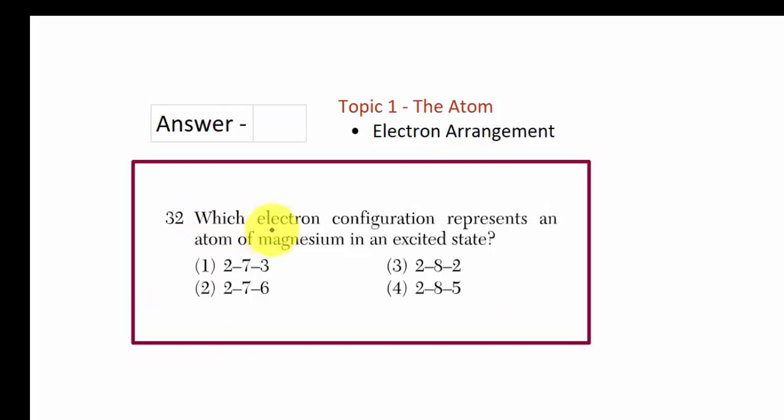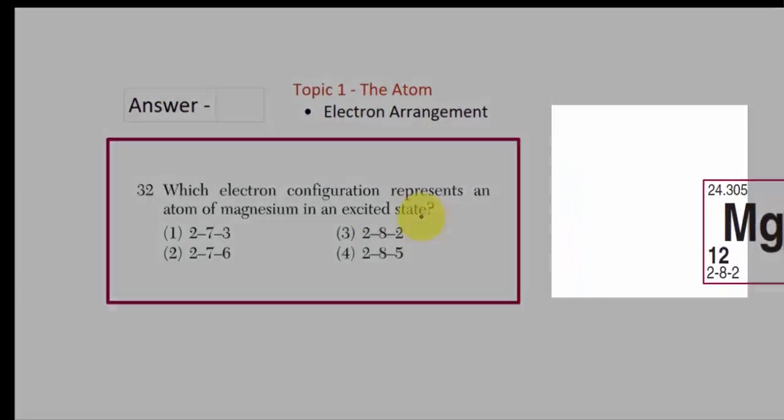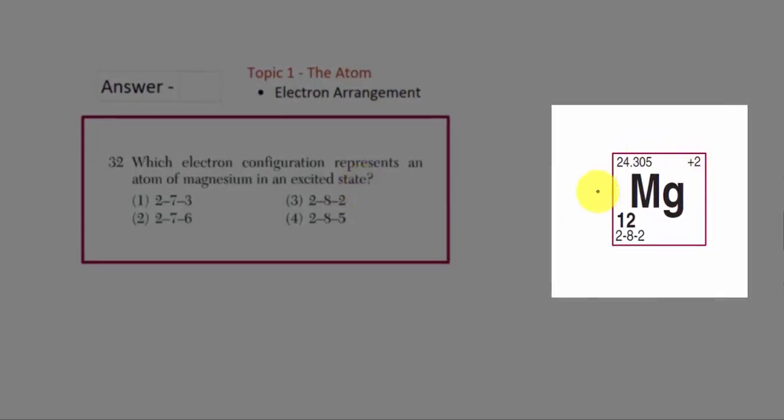Question number 32. Which electron configuration represents an atom of magnesium in an excited state? To help us with this, we're going to go to the periodic table and look at the box that contains information for magnesium. And we know that the bottom part of these boxes give us the electron arrangement. In magnesium, we have 2 electrons in the first energy level, 8 in the second, and 2 in the third, when the magnesium is in the ground state.